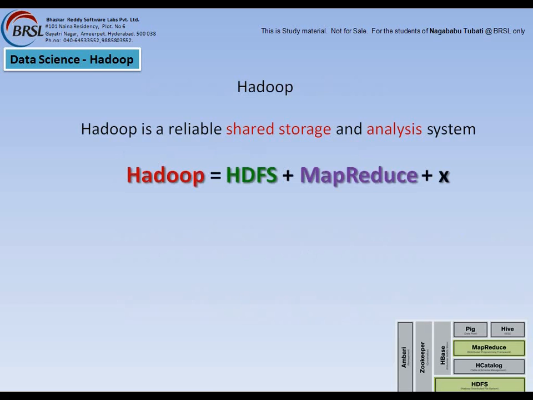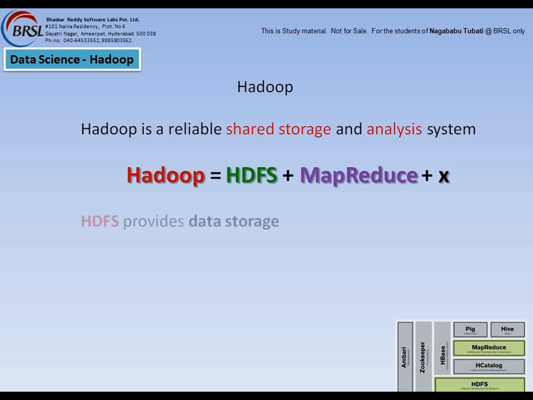The main important tools are HDFS and MapReduce. Here X stands for all other tools that are required in the Hadoop. Example, Ambari, Zookeeper, HBase, Pig, Hive. Various tools are required in Hadoop. Major important tools are HDFS and MapReduce.